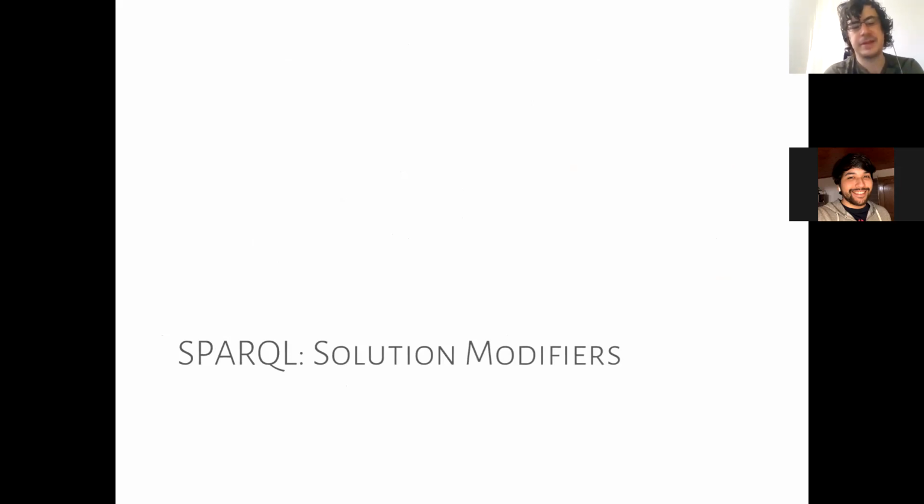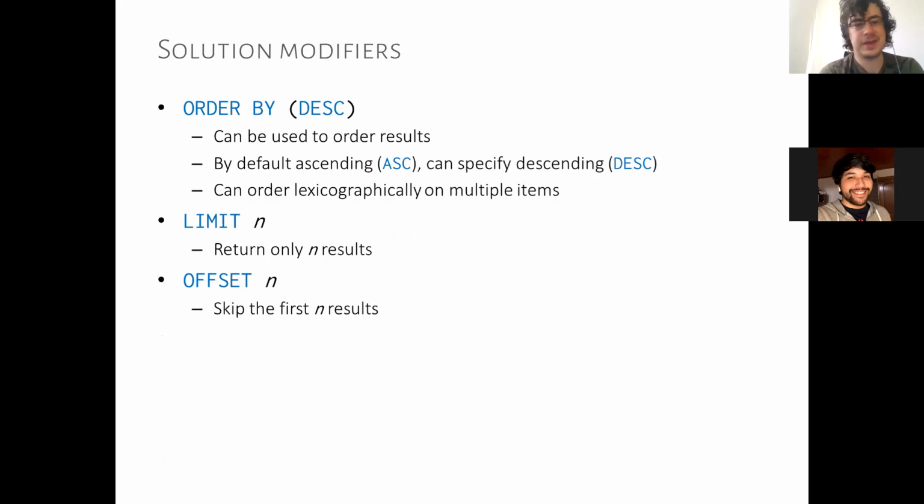Solution modifiers are the next feature. Again, very familiar from SQL. We can order results, ascending or descending. We can also order lexicographically on multiple items, so we can order by age, then by location, and so forth. We can apply a limit to return only n results, and we can use offset to skip the first n results.